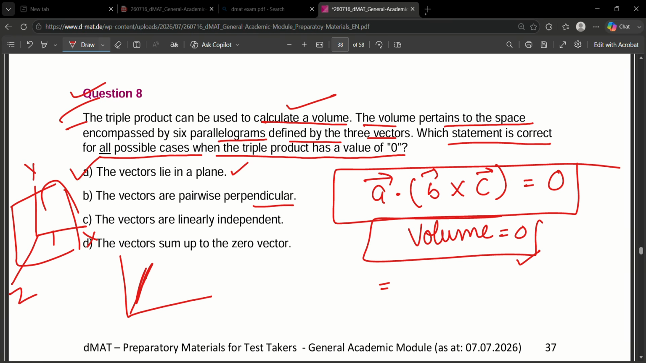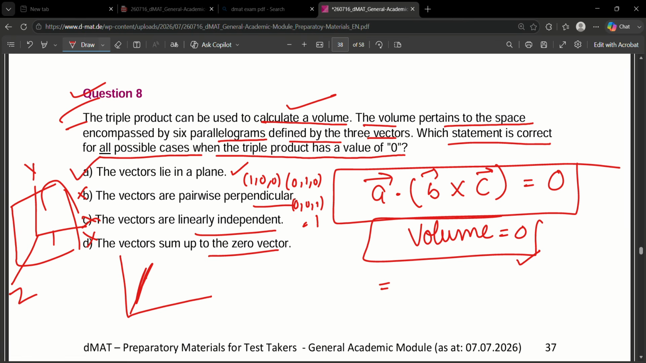If the vectors are perpendicular, if the vectors are linearly independent, if the vectors sum up to the 0 vector, all the answers are incorrect. Because when the perpendicular vectors would be there, that would be 1, 0, 0, that would be 0, 1, 0, that would be 0, 0, 1. So the volume product would be 1. That won't be equal to 0.